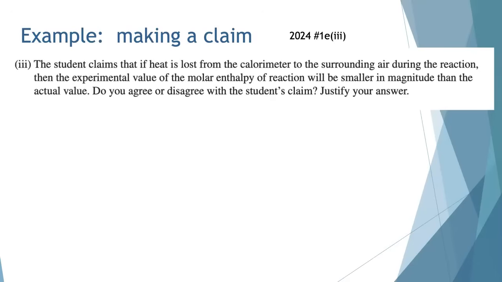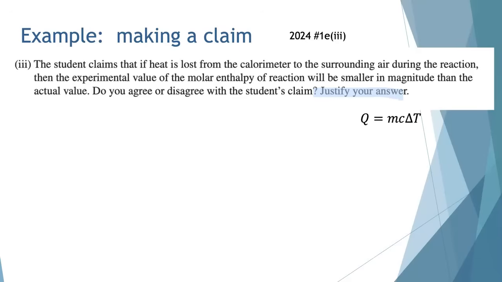For example, from the 2024 exam, there was a calorimetry question. There was a long free response question. This is just one part of it. A student claims that if heat is lost from a calorimeter to the surrounding air during the reaction, the experimental value of the molar enthalpy of reaction will be smaller in magnitude than the actual value. Do you agree or disagree? Justify your answer. So we need to make sure we back this up. It's not just agree or disagree. That's not going to be enough.